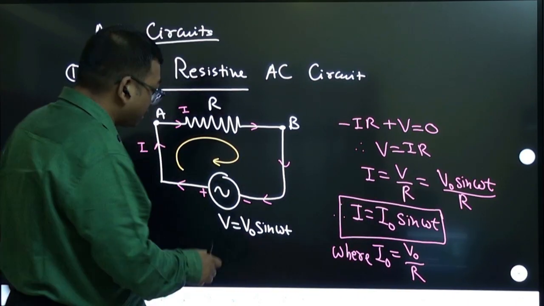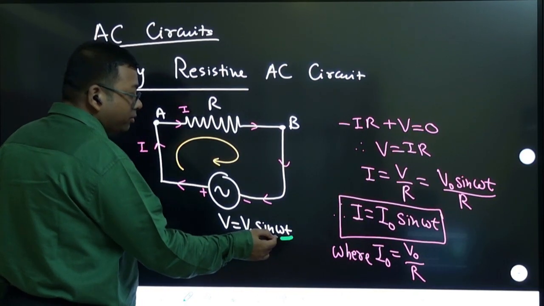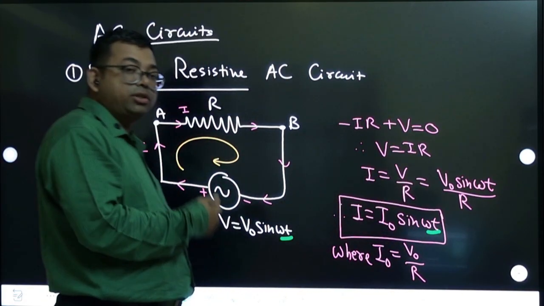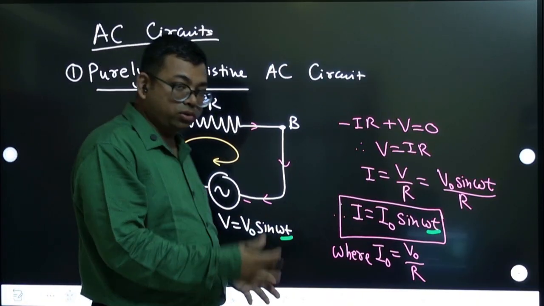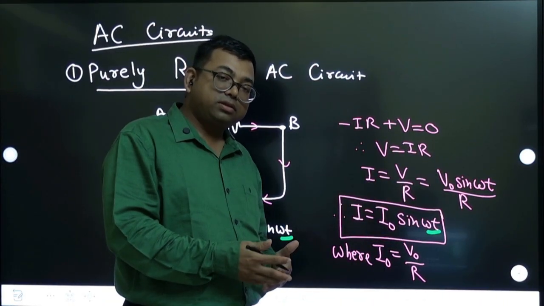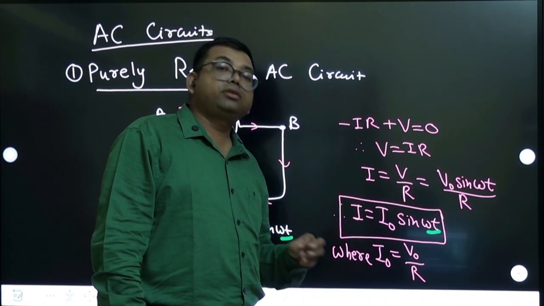Phase difference means angle difference. This angle is omega t here, and this is sine also. That is also sine, and this is also omega t. So both should be the same trigonometric ratio, sine sine or cos cos. And angles are different means there is a difference in the angle. But here the angle is the same, so there is no phase difference.